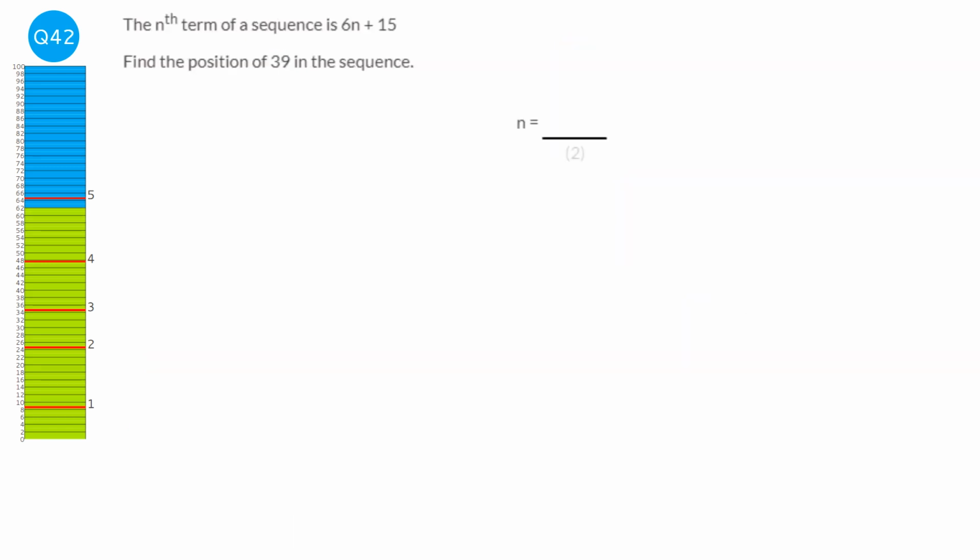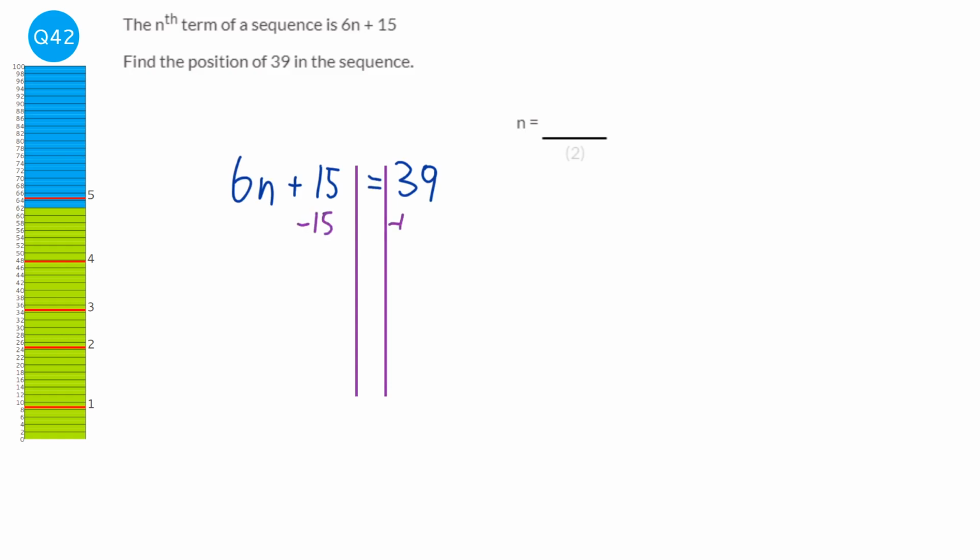So when we're asked to find the position, we're basically finding out what n is. And we're told that the sequence has a 39 in it, and we're finding the position of 39. So we're going to equal the nth term to the 39 and solve it. So we're going to put in our solving lines. And the first thing we're going to do is take away 15 from both sides, because we want n on its own. So we get 6n equals 39 take away 15, which is 24.